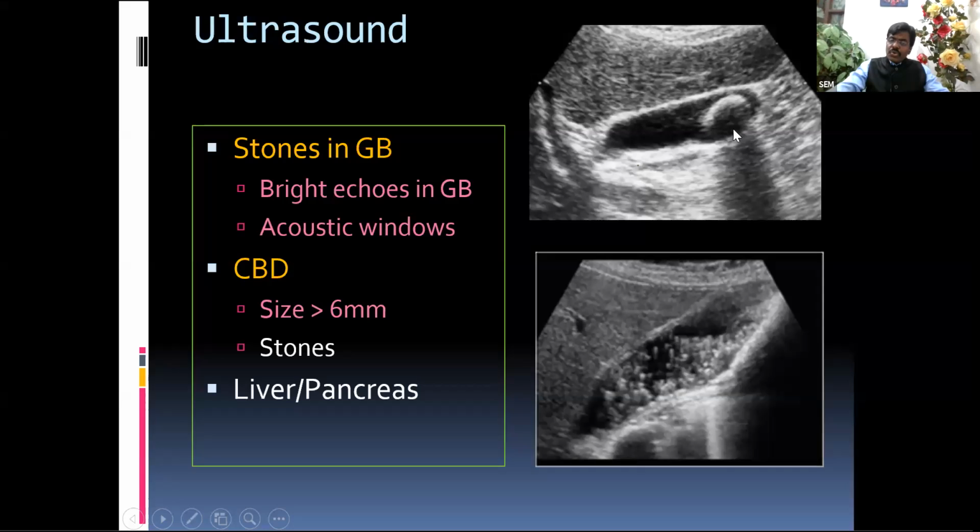Whenever you have a large stone, the ultrasound wave will not be able to pass beyond the stone. So beyond this stone, there won't be any wave going. That's why it causes an acoustic shadow. In other words, there is a brightness of the stone, and beyond the bright stone there is a darkness, the shadow. Imagine you are standing in front of a light: you are bright, and behind you there will be darkness, your shadow. So the stone is a bright echo, and behind the stone there will be a post-acoustic window.